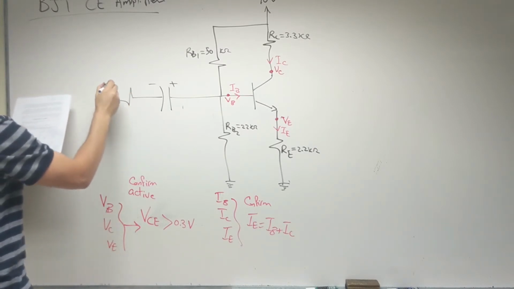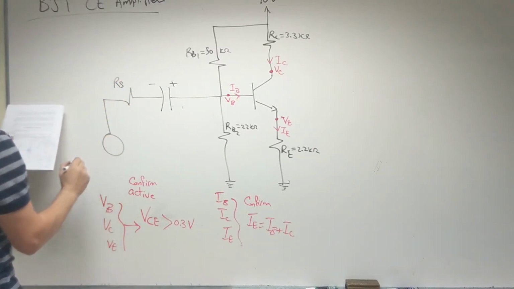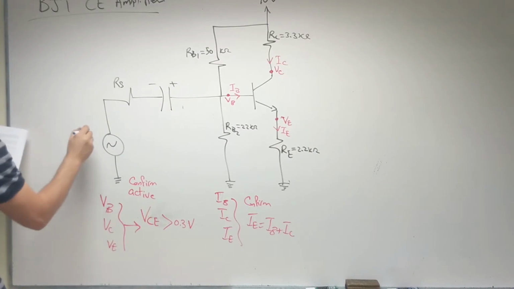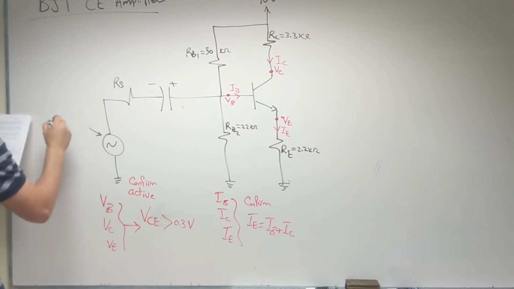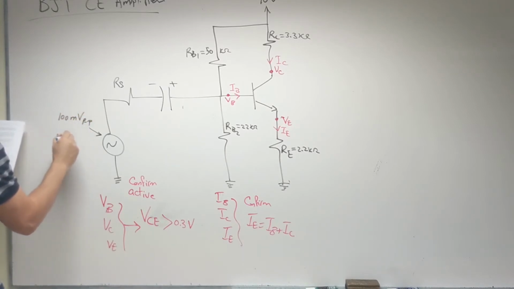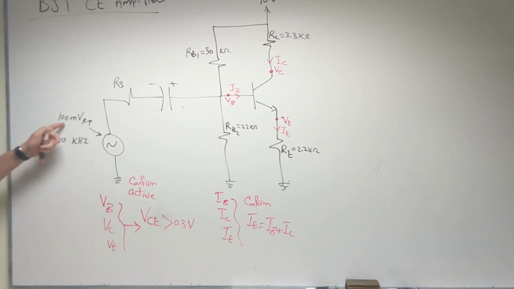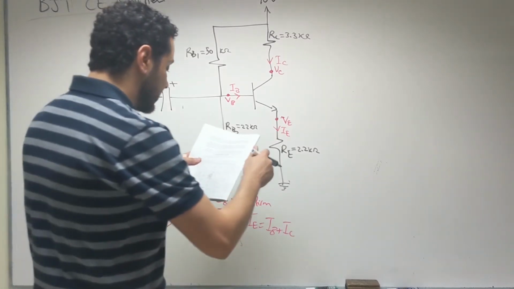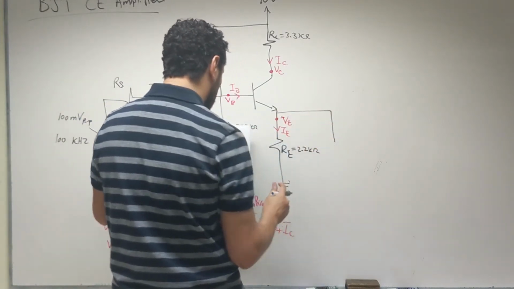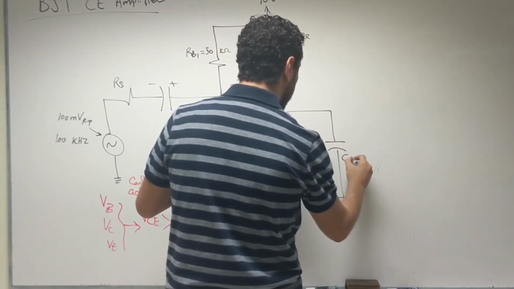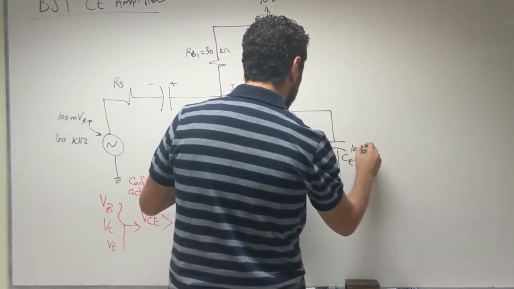And then we connect the resistance called RS, and then we connect here our function generator, where we are going to generate a sinusoidal wave with 100 millivolt peak to peak and frequency of 100 kilohertz. After this, we connect RE to bypass capacitor CE of 100 microfarad.